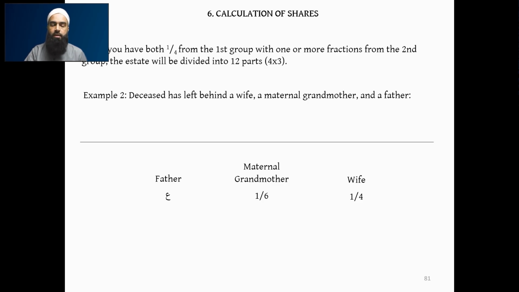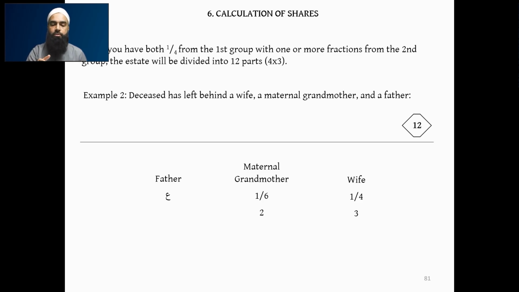Now we see a quarter from group 1 and a 6 from group 2 came. So what do we do? We ignore the 1/6. We look at a quarter, we look at the denominator 4, and we multiply that by 3. 4 times 3 is 12. So now 12 is our divisor. Then you give the wife 1/4 of 12, which is 3. You give the maternal grandmother 1/6 of the 12, which is 2. And the remaining goes to the father.